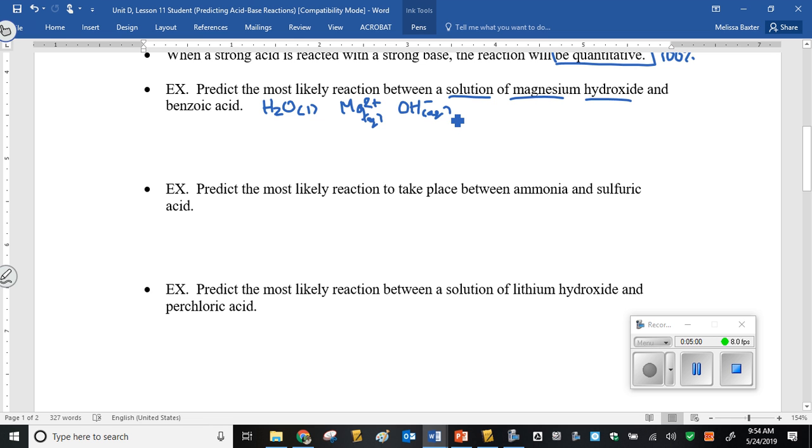It also says I have benzoic acid. You might not remember what the formula for benzoic acid is, but you could look it up. Benzoic acid is C6H5COOH.